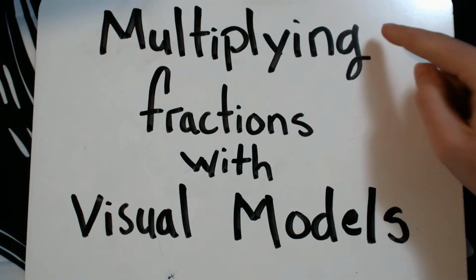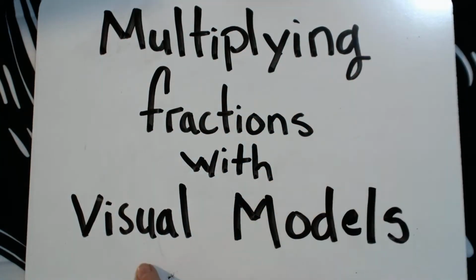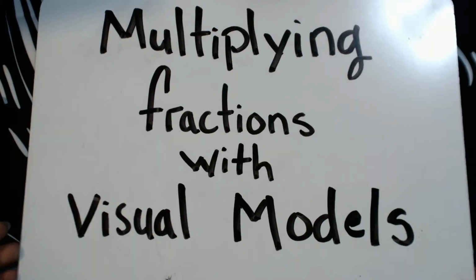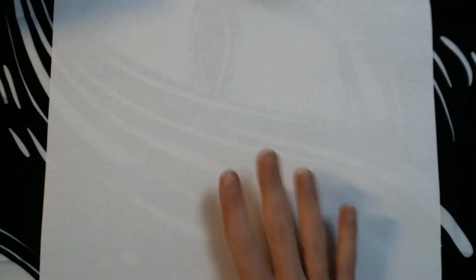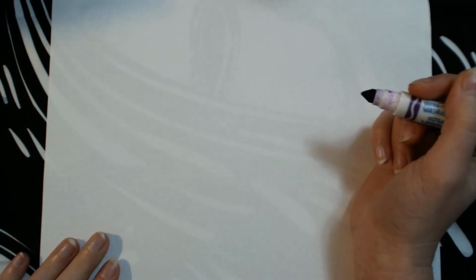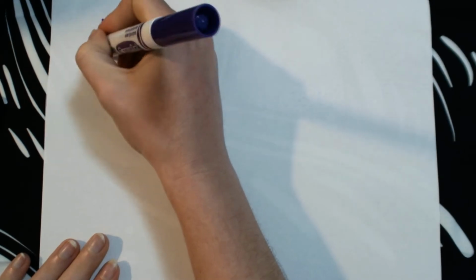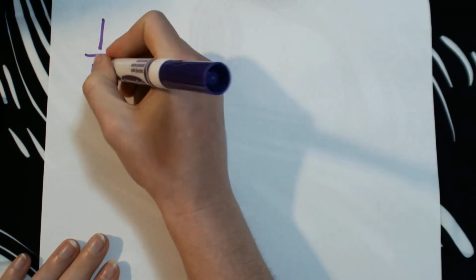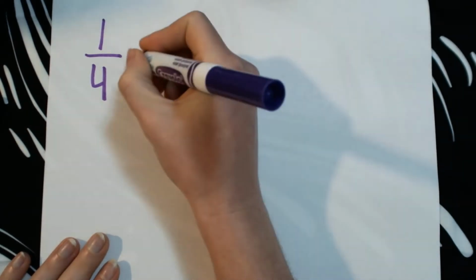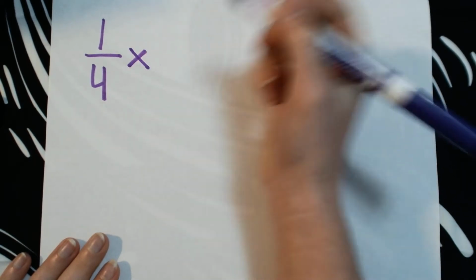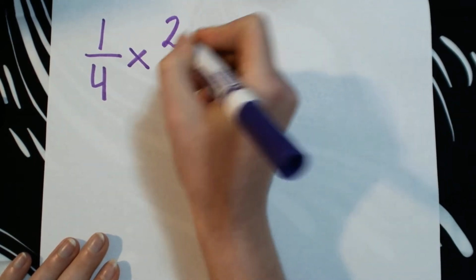Today we're going to talk about multiplying fractions with visual models. All right, I have my paper ready. I'm going to start by writing down some fractions. Feel free to follow along with me at home. My first fraction is 1/4 times 2/3.